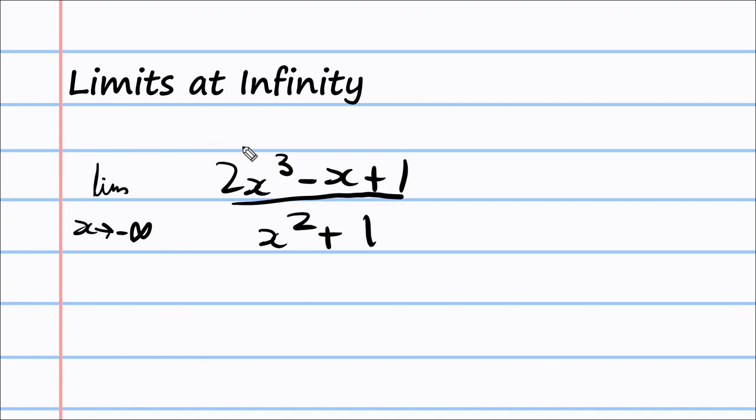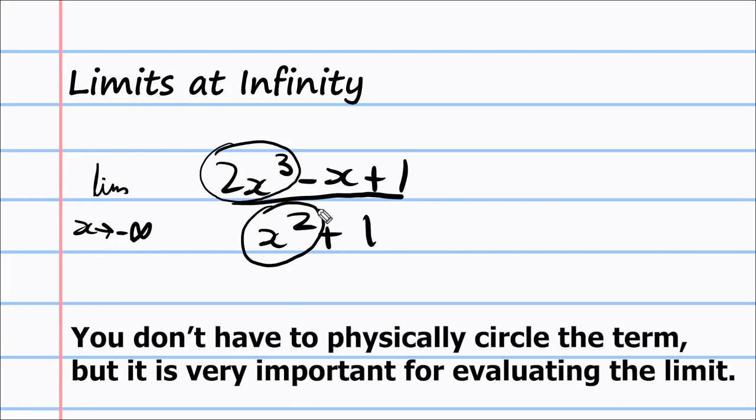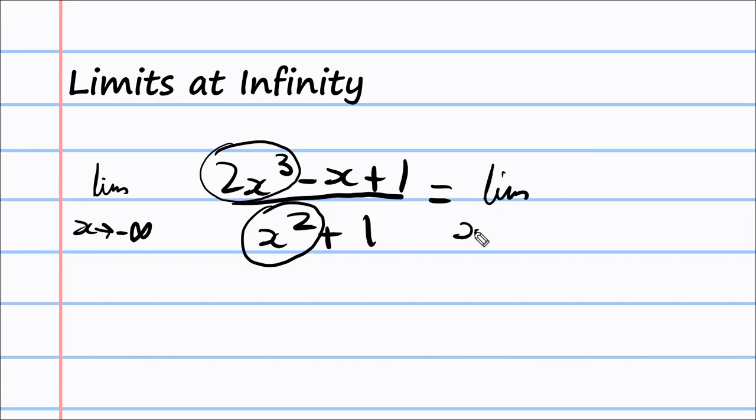What you're going to do is circle the term with the highest power in both the numerator and the denominator, and then evaluate a new limit. So the limit as x approaches negative infinity of just the terms with the highest degree. This limit is the same as the original limit, always, when you're evaluating limits at infinity.